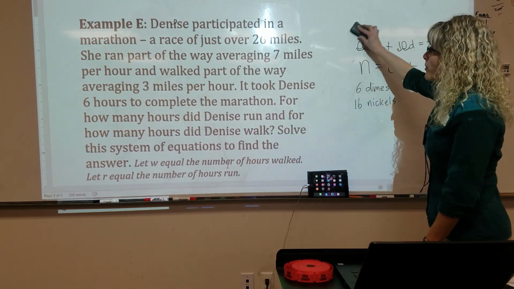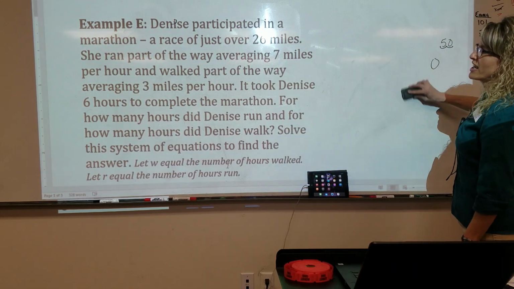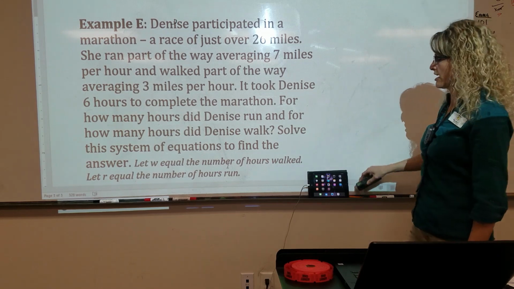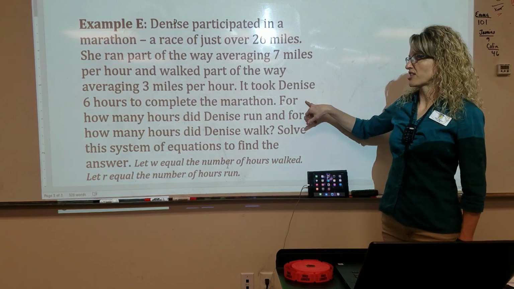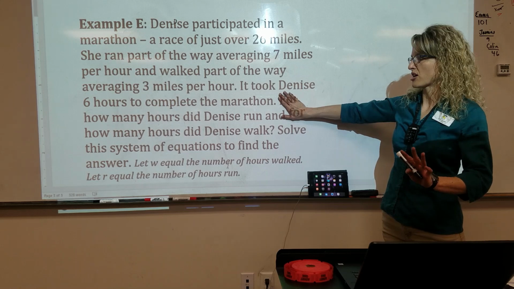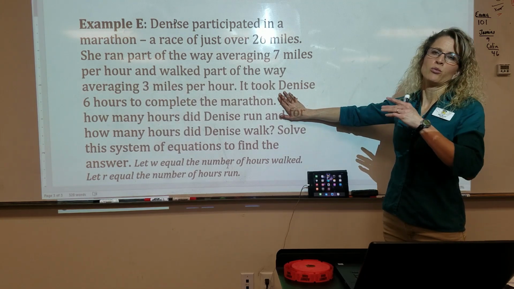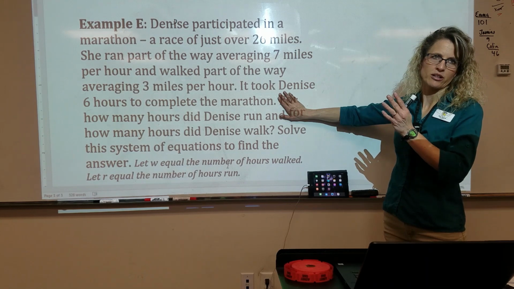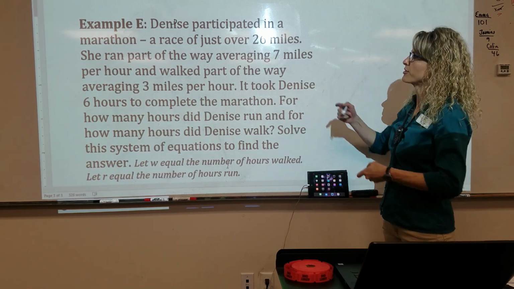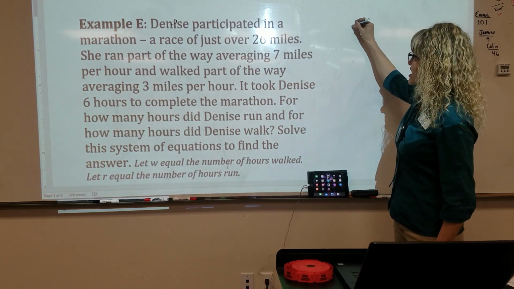She ran part of the way, averaging 7 miles per hour, and walked part of the way, averaging 3 miles per hour. It took her 6 hours to complete the marathon. So I'm going to pause right there. We have distance information, and we have time information. So the time was 6 hours, right?